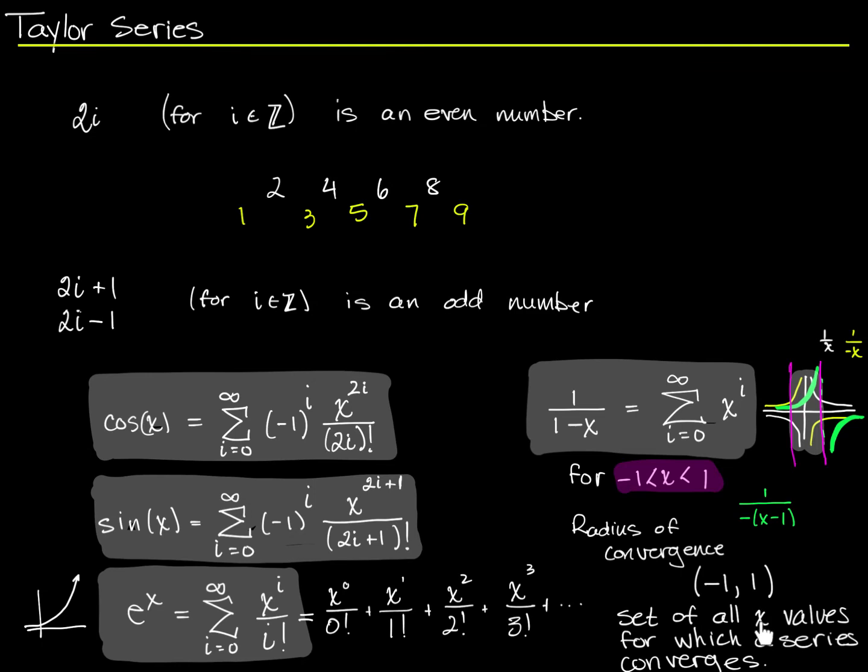It's the set of all x values. So in this example, it's the set of all x values for which this equality is true, for which this summation, this series, converges to the function, the set of all x values for which this series is equal to the original function, more than just an approximation, it's equal. The set of x values that makes that true are just the values between -1 and 1. That's what makes the radius of convergence the interval between -1 and 1, not including either of those endpoints.